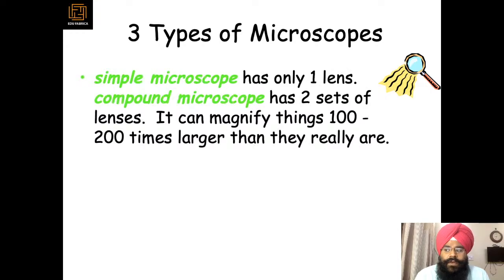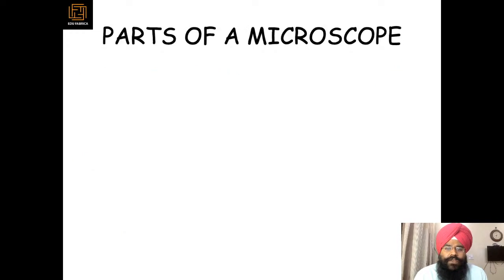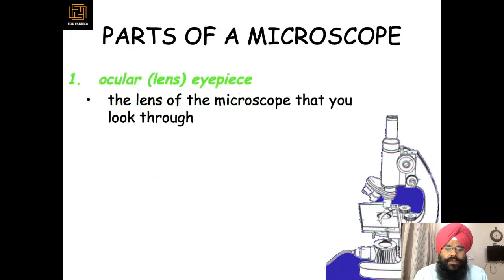There are three types of microscope: simple microscope, compound microscope, and electron microscope. A simple microscope has one lens. A compound microscope has two sets of lenses and can magnify around 100 to 200 times larger than the real size. An electron microscope can magnify objects up to 300,000 times, and it does not use lenses but uses electrons to enlarge the image. So let's start with each part of the microscope.